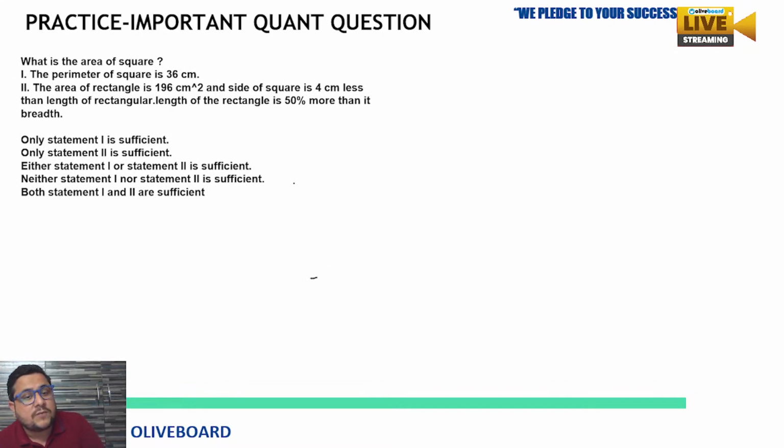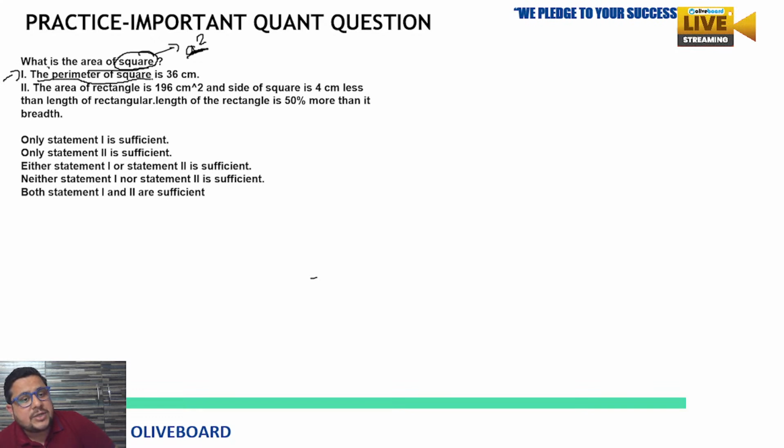This is also based on data sufficiency. What is the area of a square? So the area of a square is just the square of the side of that square. Means you must know the side of the square, and you just need to square that. So the first statement is what?